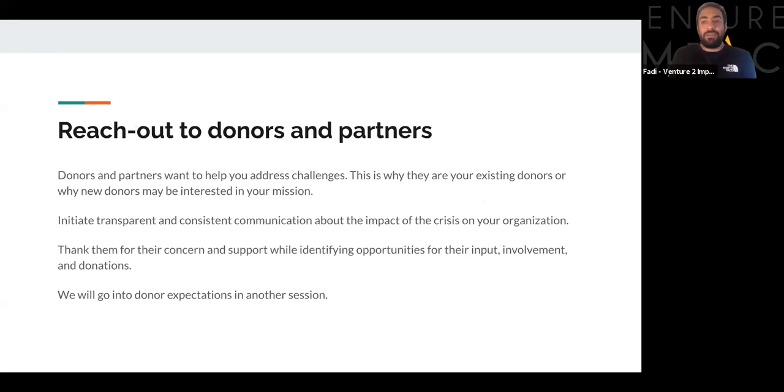And then finally, you just need to reach out to donors. This is the most important step, really. If you're not reaching out to donors and partners, you are not going to be successful at fundraising. Remember, donors and partners want to help you address your challenges. They have already supported you by donating to the work that you're doing. And this is why new donors might be interested in your mission. So initiate transparent and consistent communication about the impact of the crisis on your organization.